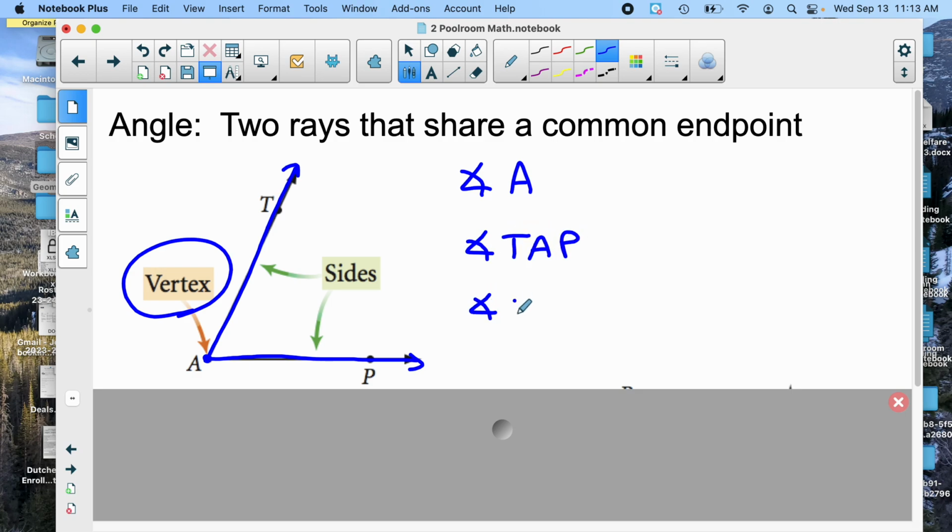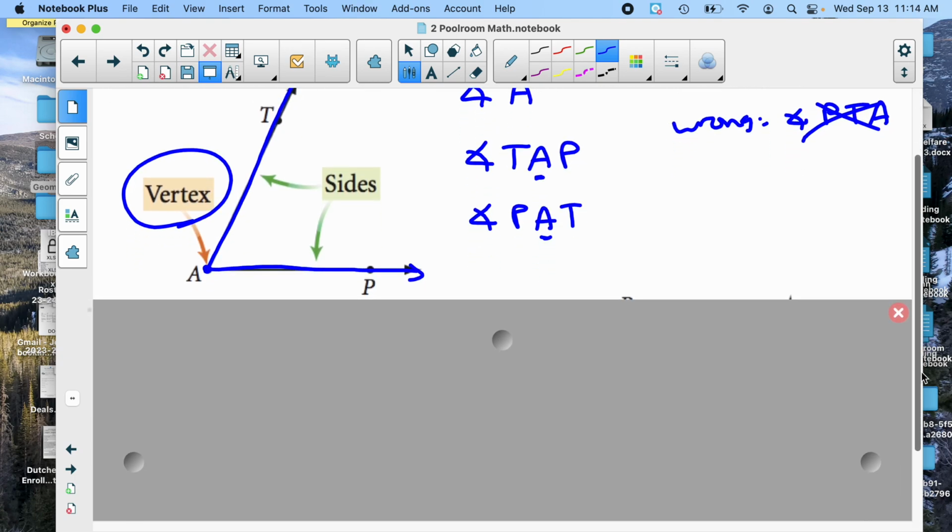I can also name it as angle PTA. Whoops, not PTA, I'm sorry. That's the wrong one. PAT. Let me explain why that's the wrong one. If you notice, the vertex is in the middle of each one. And that's key. The vertex has to be the middle letter if you use 3. What would be wrong is if you said like angle PTA. This would mean the vertex is at T. So that's no good. Don't do that one. Sometimes we can only use one letter. Sometimes we need to use 3.